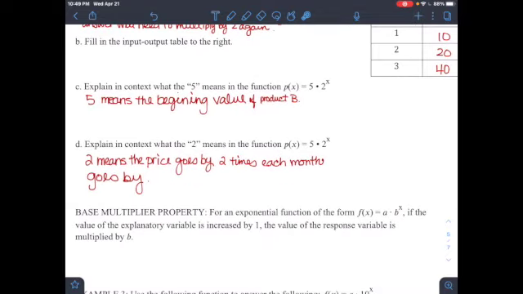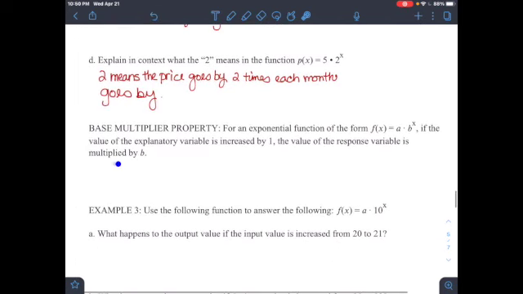Base multiplier property. For an exponential function of the form f of x equals a times b to the x, if the value of the explanatory variable is increased by 1, the value of the response variable is multiplied by b. So in this case, again, we keep talking about if this goes up by 1, that means you multiply 1 more. If it goes up by 2, you multiply twice. So let's take a look at the example. You multiply by b, all right?